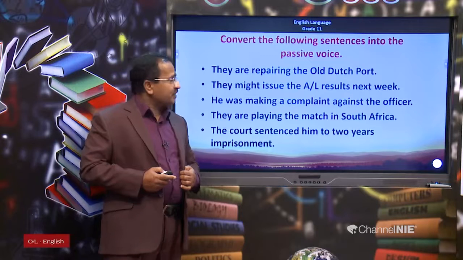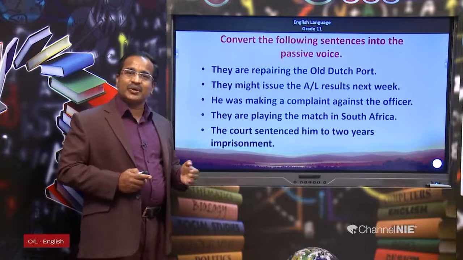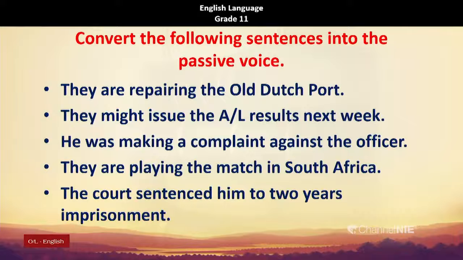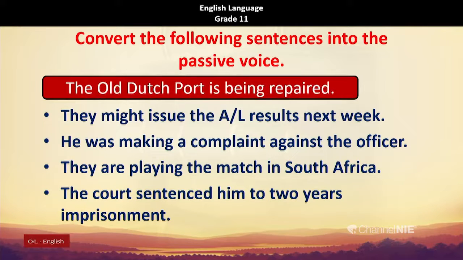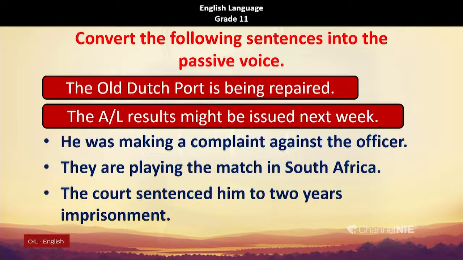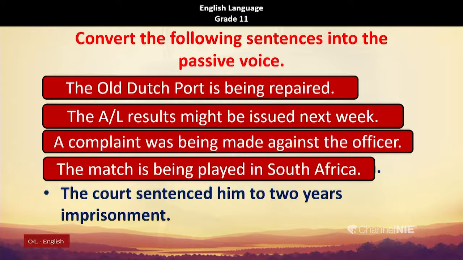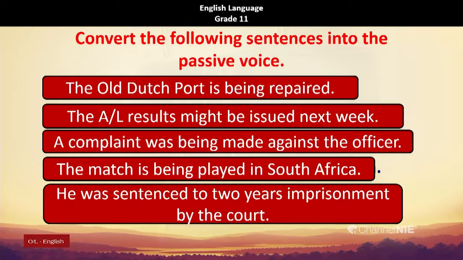The next activity, this is quite simple. There are 5 sentences and you can try to convert these 5 sentences into the passive voice. Let us have a look at them. They are repairing the old Dutch port. The old Dutch port is being repaired. They might issue the A-level results next week. The A-level results might be issued next week. He was making a complaint against the officer. A complaint was being made against the officer. They are playing the match in South Africa. The match is being played in South Africa. The court sentenced him to 2 years imprisonment. He was sentenced to 2 years imprisonment by the court.